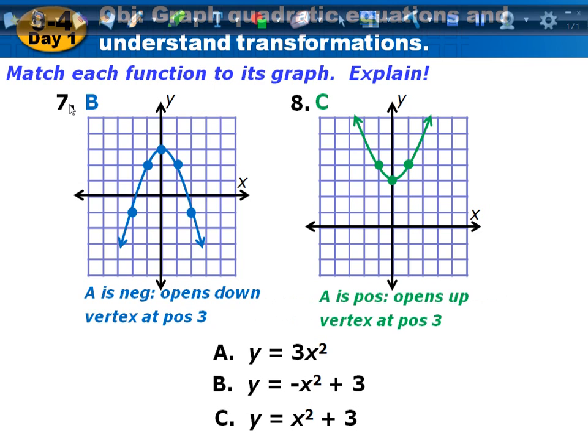Please make sure that you have number 7, B, and then A is negative, opens down, vertex at +3. Make sure you have number 8, C, A is positive, opens up, vertex at +3. You do not have to copy down the graphs.